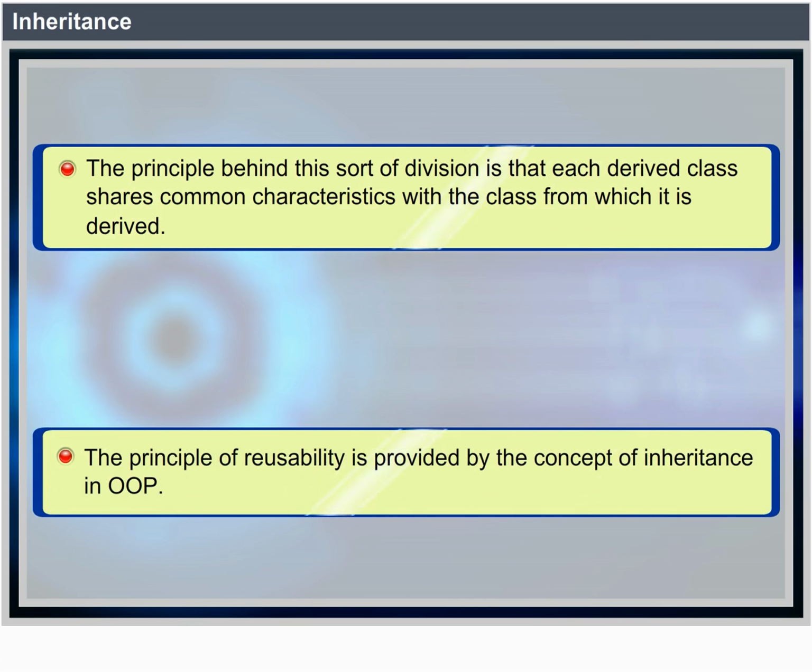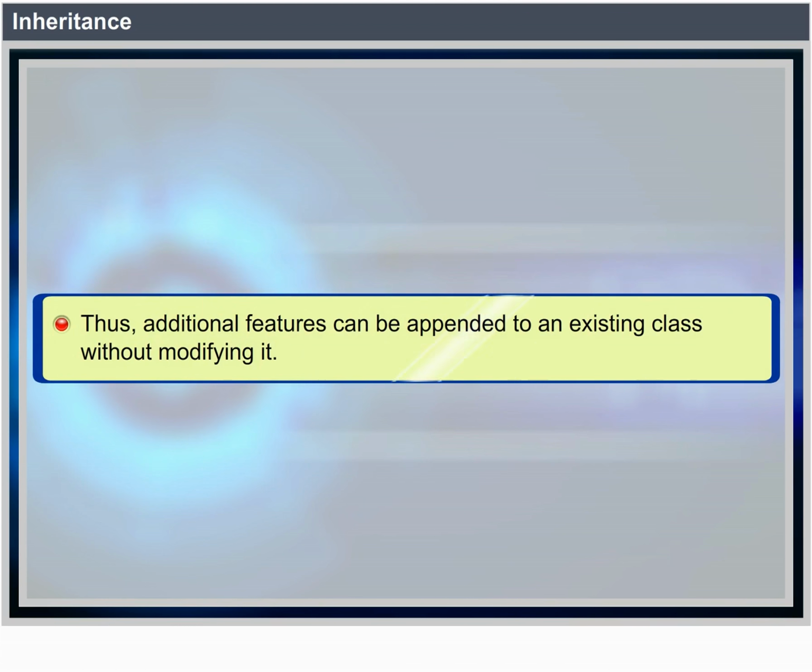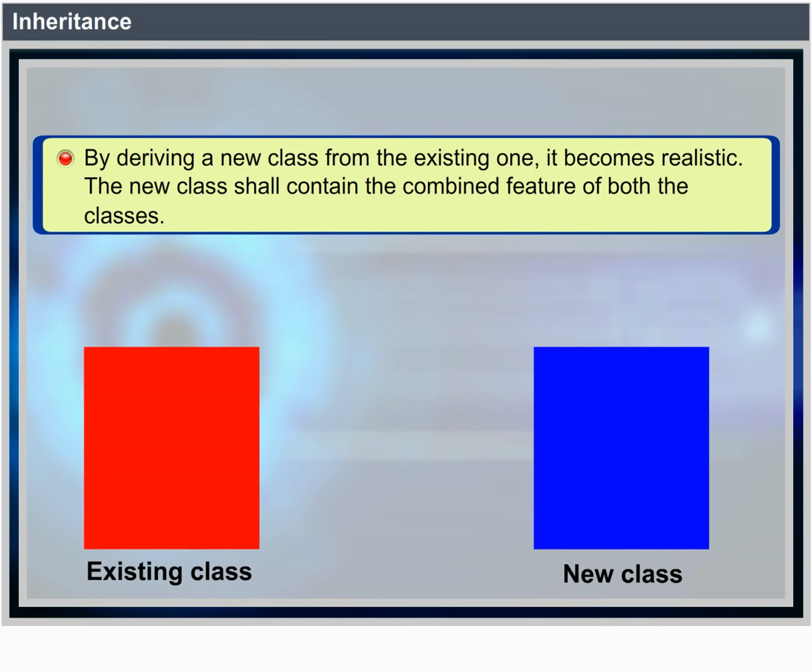In OOP, the concept of inheritance provides the idea of reusability. This means that we can add additional features to an existing class without modifying it. This is possible by deriving a new class from the existing one. The new class will have the combined features of both the classes.